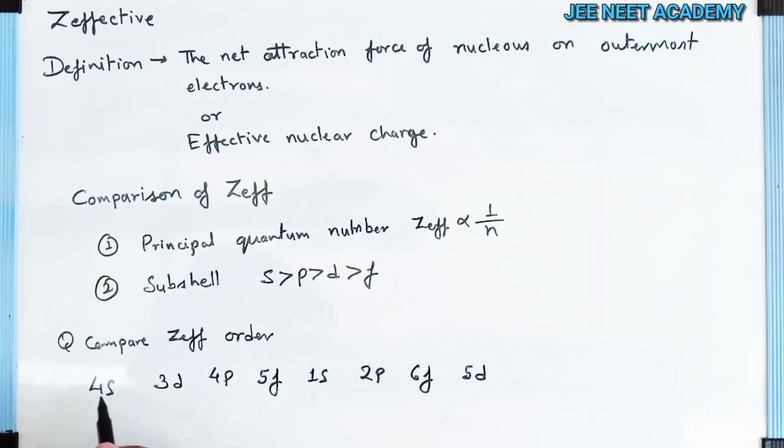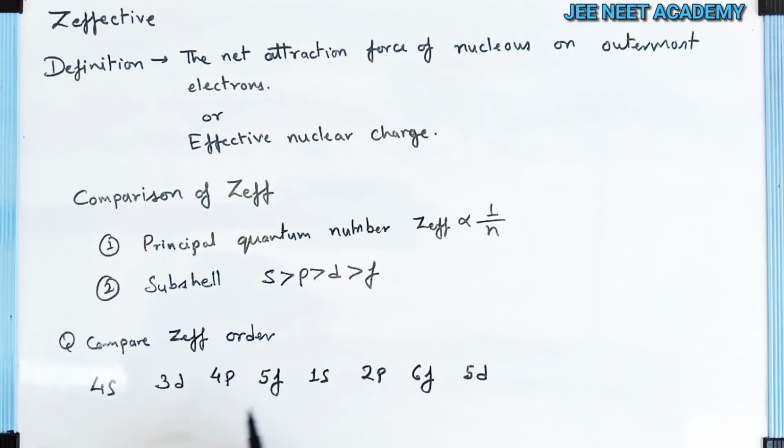4 is higher than 3, 4 is less than 5, so 5 is higher. Then 1 is less than 5, 2 is less than 5, and 6 is the highest principal quantum number. So this will be the highest.